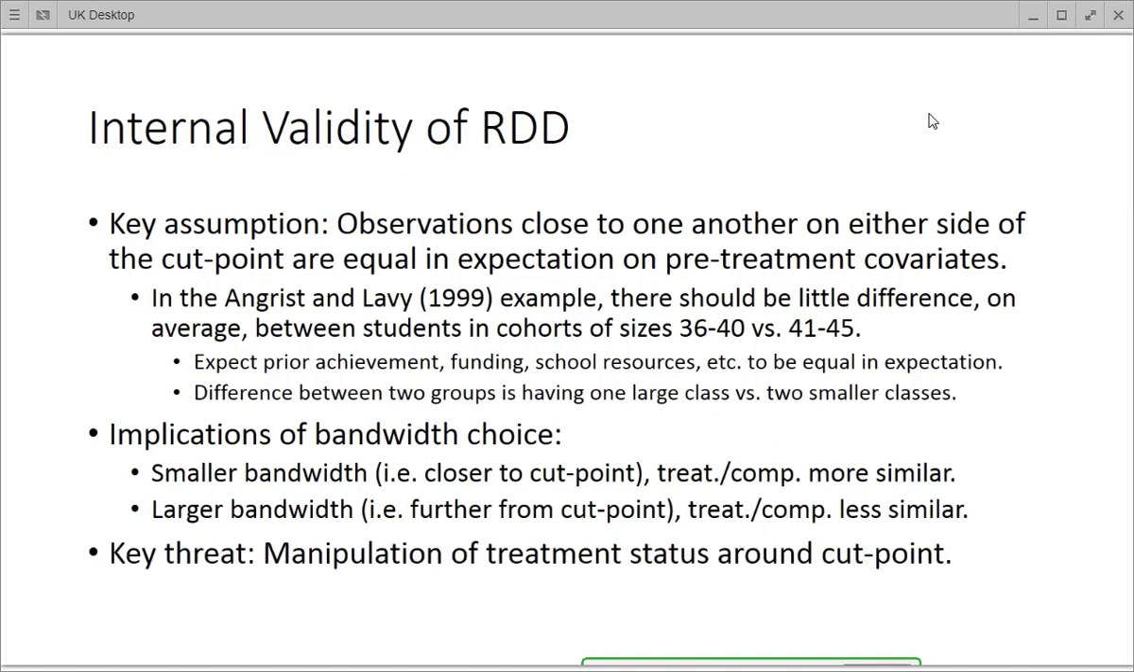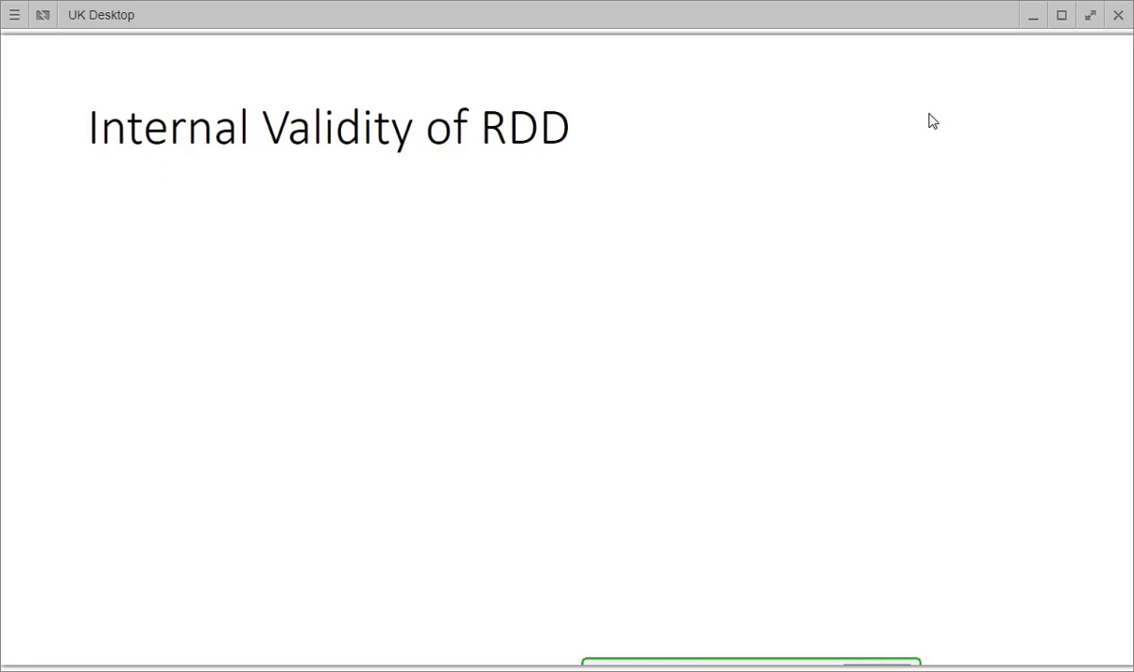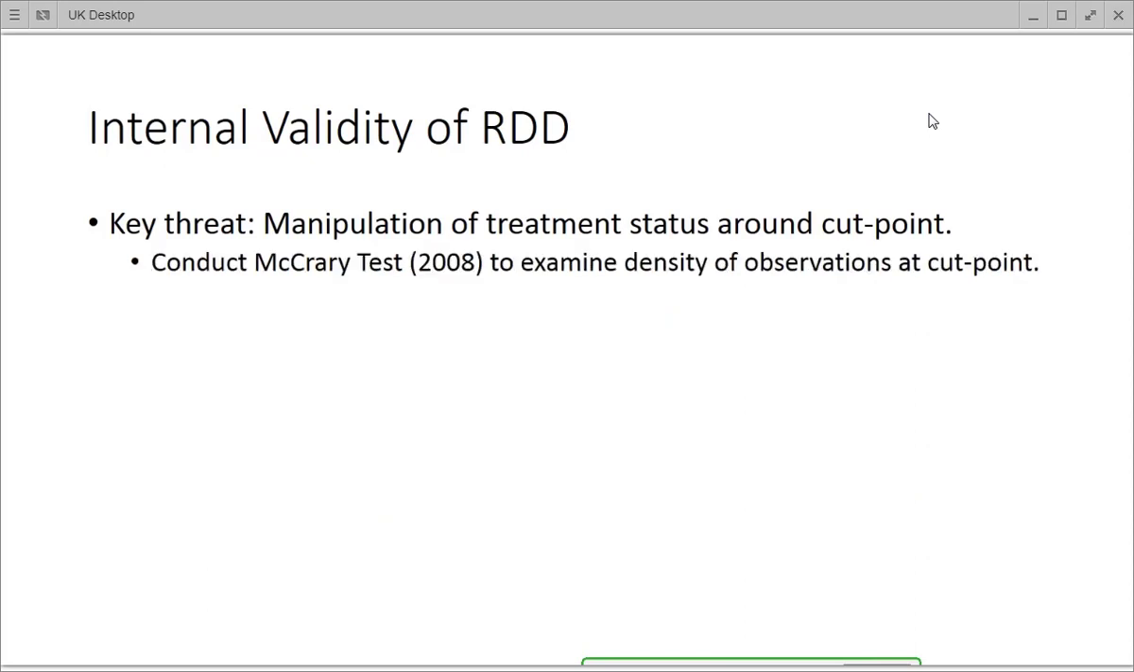Now, there's also an important threat to validity here, and that's manipulation of the treatment status around the cut point. So, for example, if I'm a headmaster of a school that has 40 students in the incoming cohort, the rule says I should have one class of 40 students, but maybe I got a little extra money coming in this year from a donation, so I'm going to hire another teacher anyway. So rather than that cohort of 40 students being assigned to one large class, those students are getting the treatment as well.